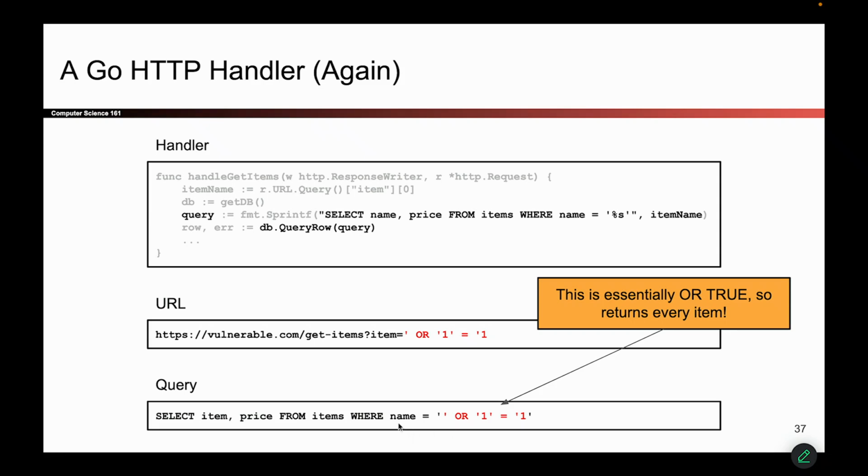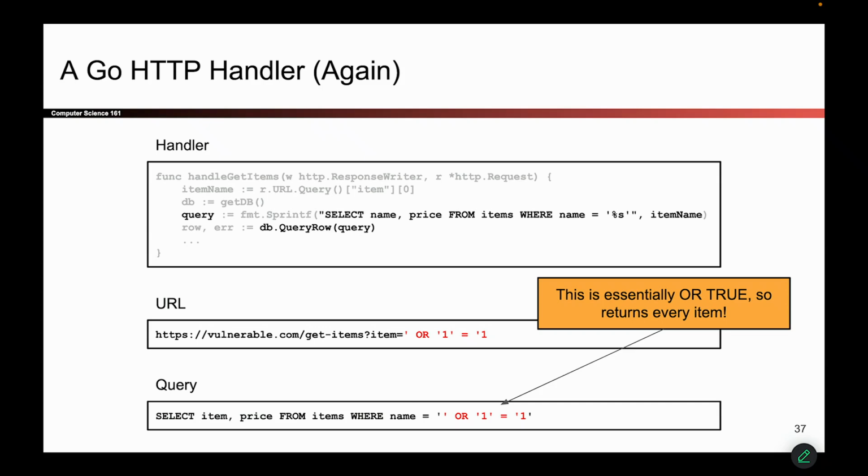So what will happen is we'll go to each row one by one, and we'll say for the first row, is 1 equal to 1? Yes. So we'll return that row. For the second row, is 1 equal to 1? Still true, so I'll return that row as well. And what this query ends up doing is it returns the entire table with all of the items and prices.